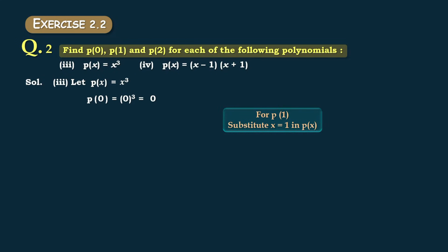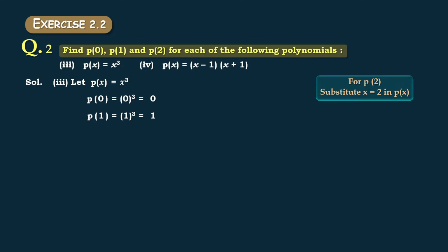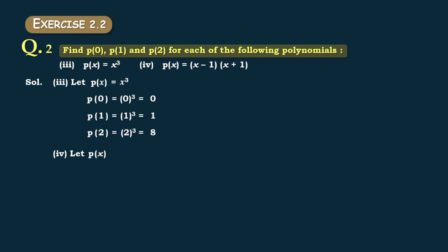Value at 1. Substitute 1 in place of x. 1 raised to the power 3 is 1. So, the value of the polynomial at 1 is 1. Value at 2. Substitute 2 in place of x. 2 raised to the power 3 is 8. So, the value of the polynomial at 2 is 8. Part 4. The given polynomial is x minus 1 multiplied by x plus 1. Let us now evaluate it.